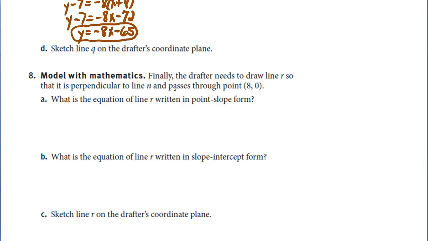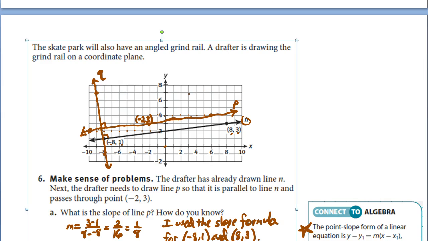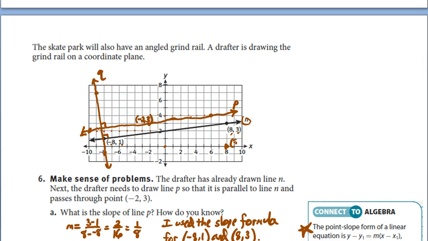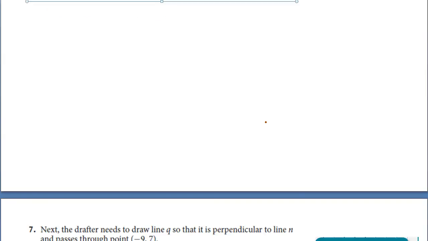Number 8. Finally, the drafter needs to draw a line R so that it's perpendicular to line N and passes through the point 8, 0. So back to our picture. 8, 0. From the origin, go over to 8, and then go up or down, nothing. So there's 8, 0. And we want to draw a line through this dot that's perpendicular to line N and line P. So we're asked about this line.